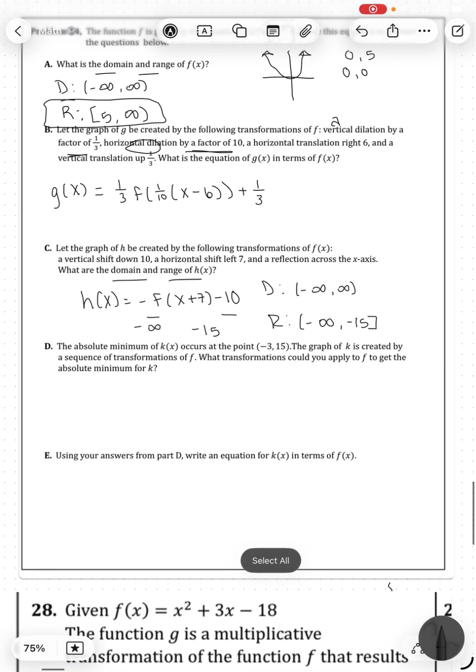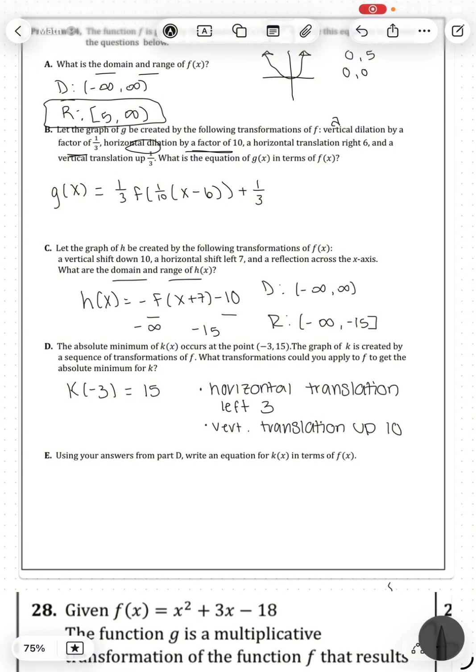Okay, the absolute minimum of k of x occurs at the point -3, 15. The graph of k is created by a sequence of transformations of f. What transformations could apply to f to get the absolute minimum for k? Okay, so we know k of -3 is equal to 15. And this minimum is through a horizontal translation, left 3, and a vertical translation, up 10.